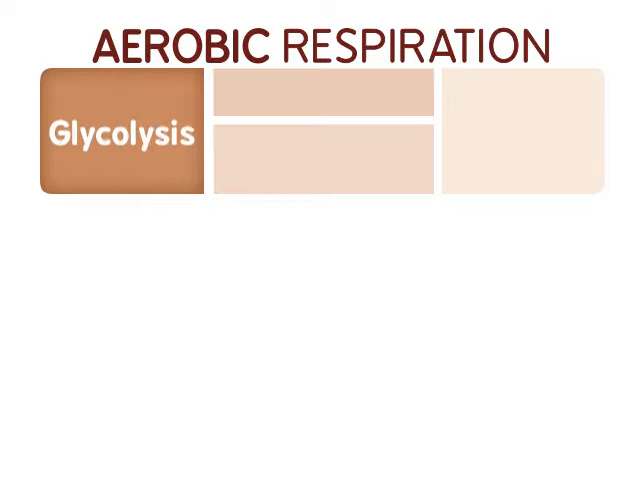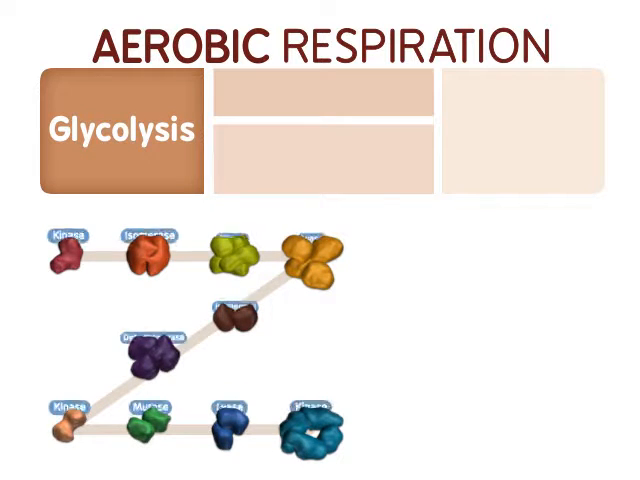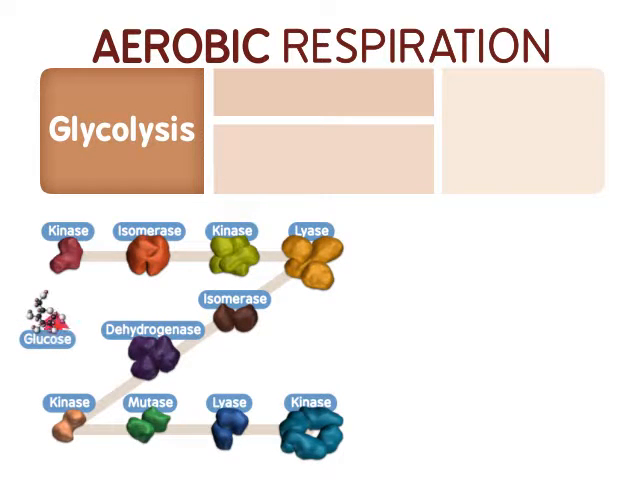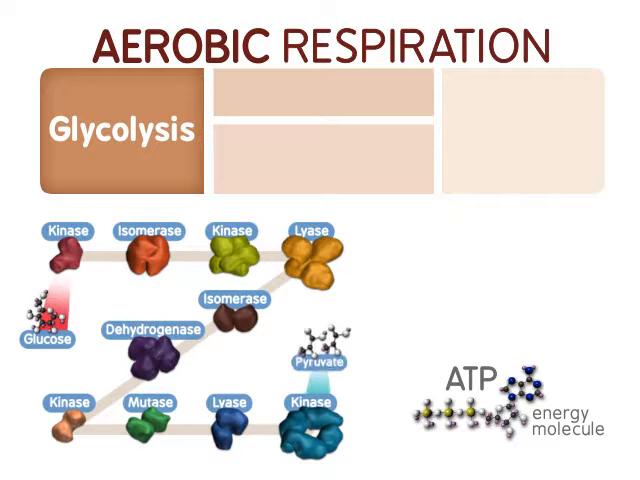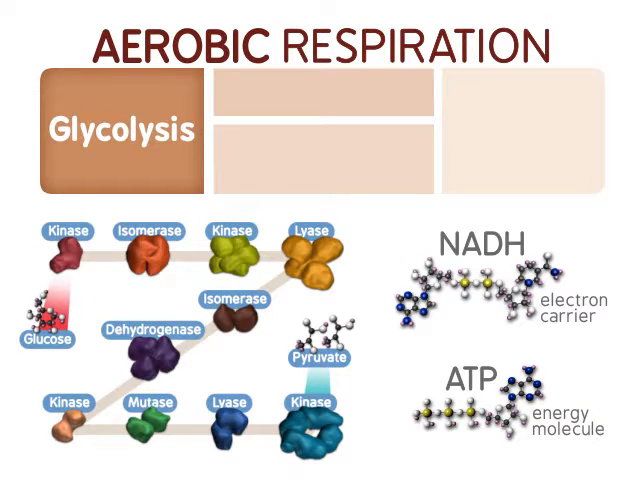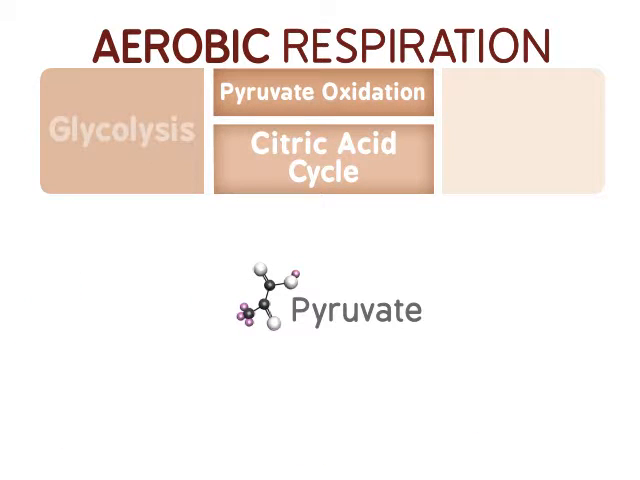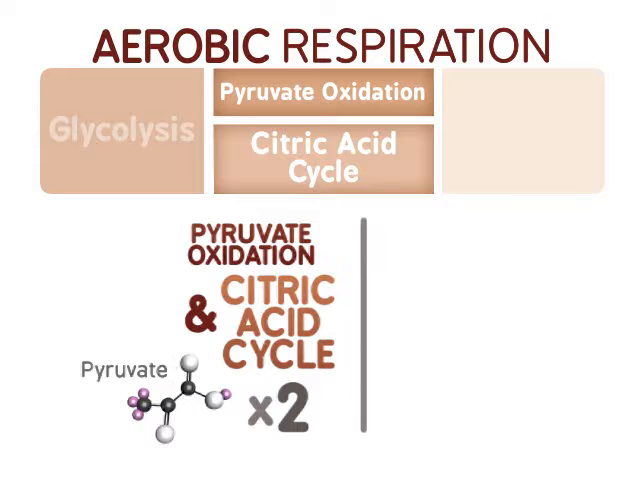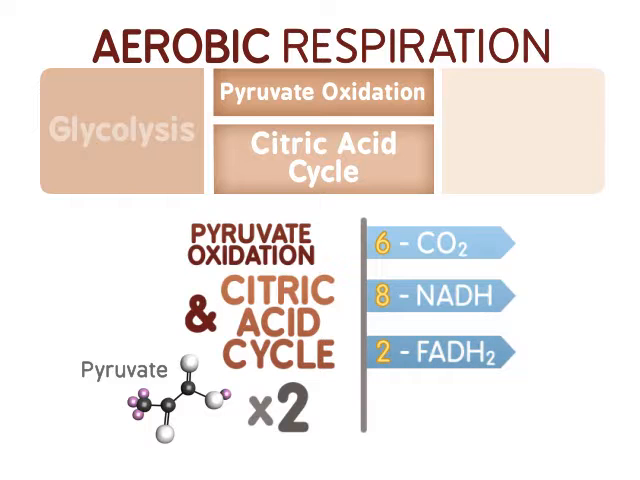Glycolysis is the first stage of aerobic respiration. During glycolysis, sugars are broken down and ATP and pyruvate are produced. Glycolysis also generates critical electron carriers. Pyruvate is then modified during pyruvate oxidation and the citric acid cycle to generate carbon dioxide. During these steps, more electron carriers and ATP are produced.